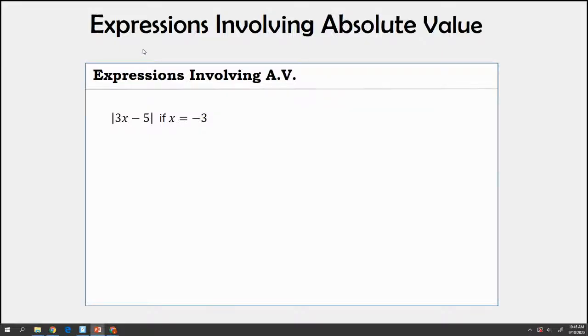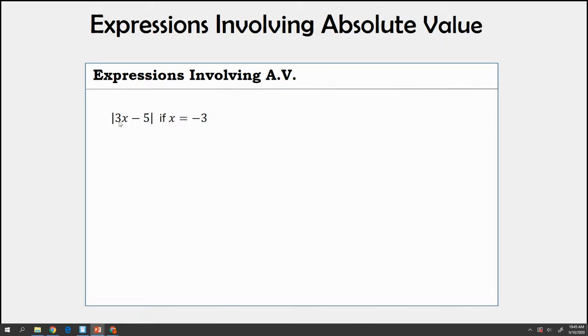All right, we're going to continue working on expressions involving absolute value. We're going to do more algebraic type expressions inside our absolute value symbol, where we have to substitute in a value for the variable and then go ahead and simplify that out. All right, so here's what we're looking at.